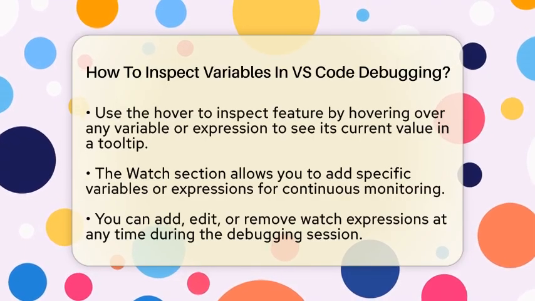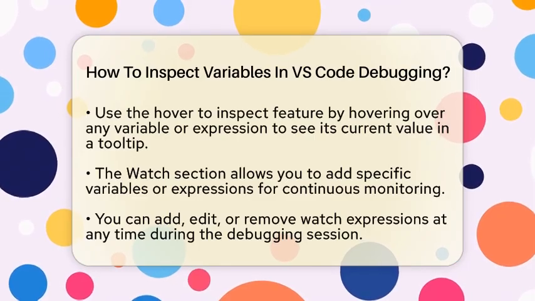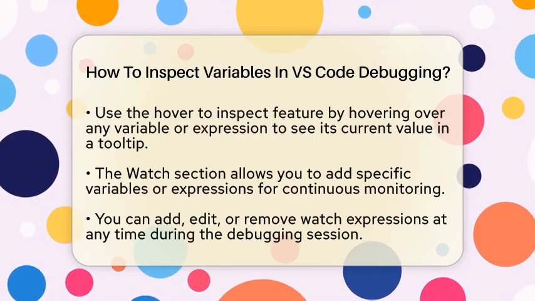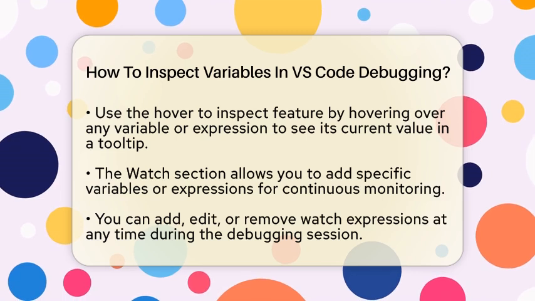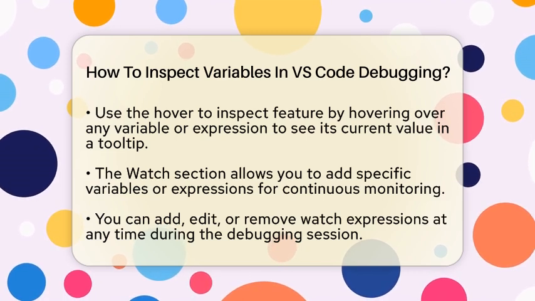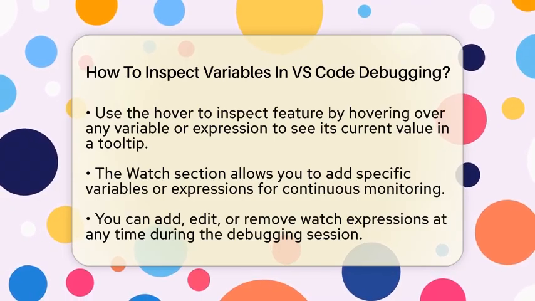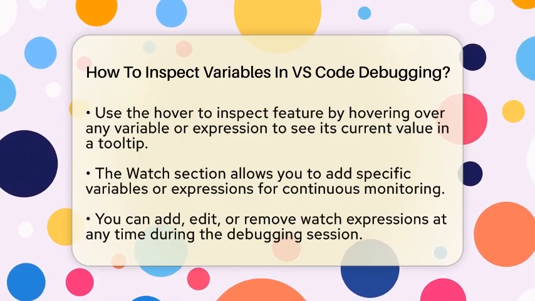Another handy feature is the Hover to Inspect option. While debugging is paused, simply hover your mouse pointer over any variable or expression in the editor. A tooltip will pop up, showing the current value of that variable or expression. This gives you a quick way to check values without leaving the code editor.